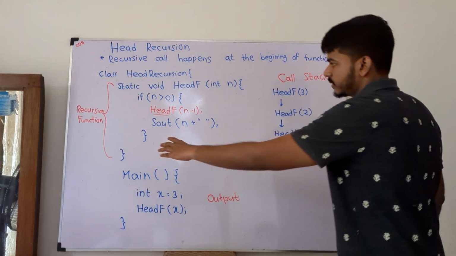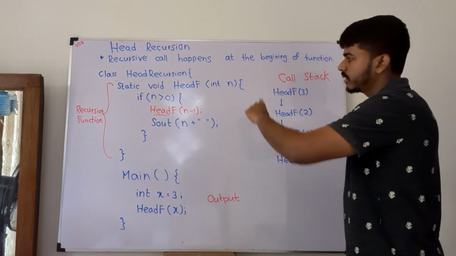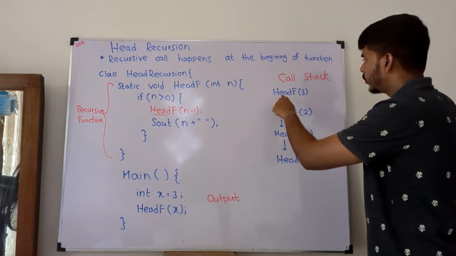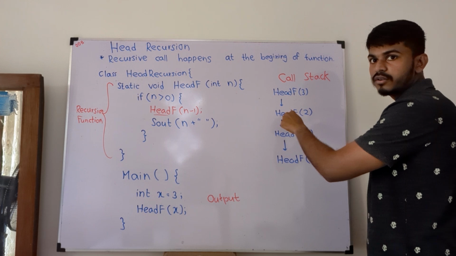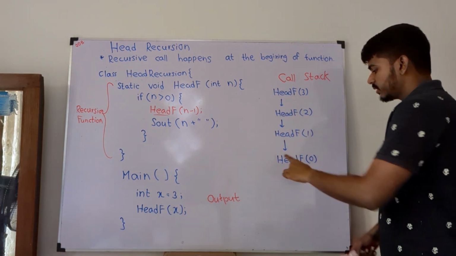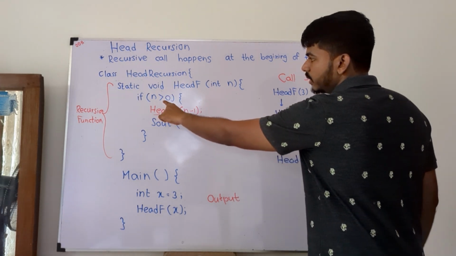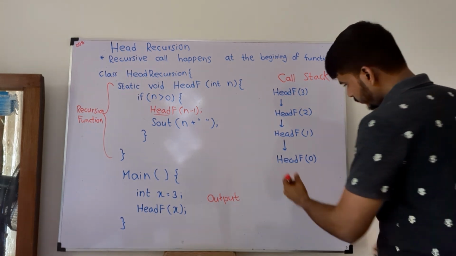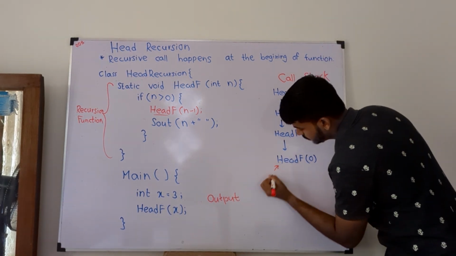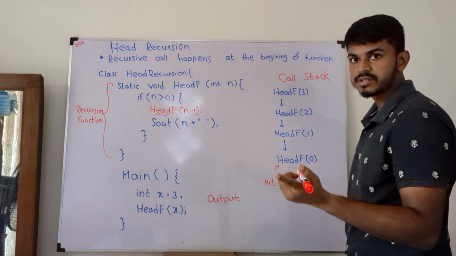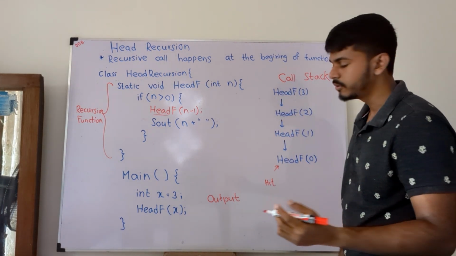So in order to understand this, here is the call step, where you can see first it is going to call headf3, then go to headf2, then go to headf1, then go to headf0. So headf0 is going to be the one where it hits the base case. When this hits base case, it starts the process of returning from the recursive call.